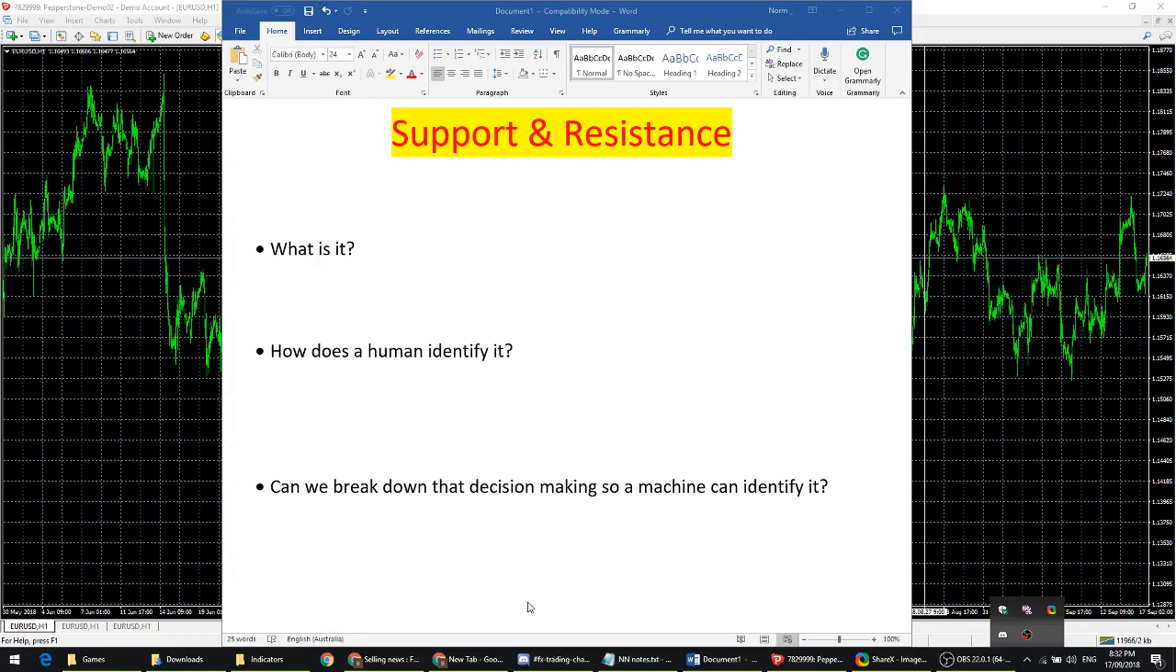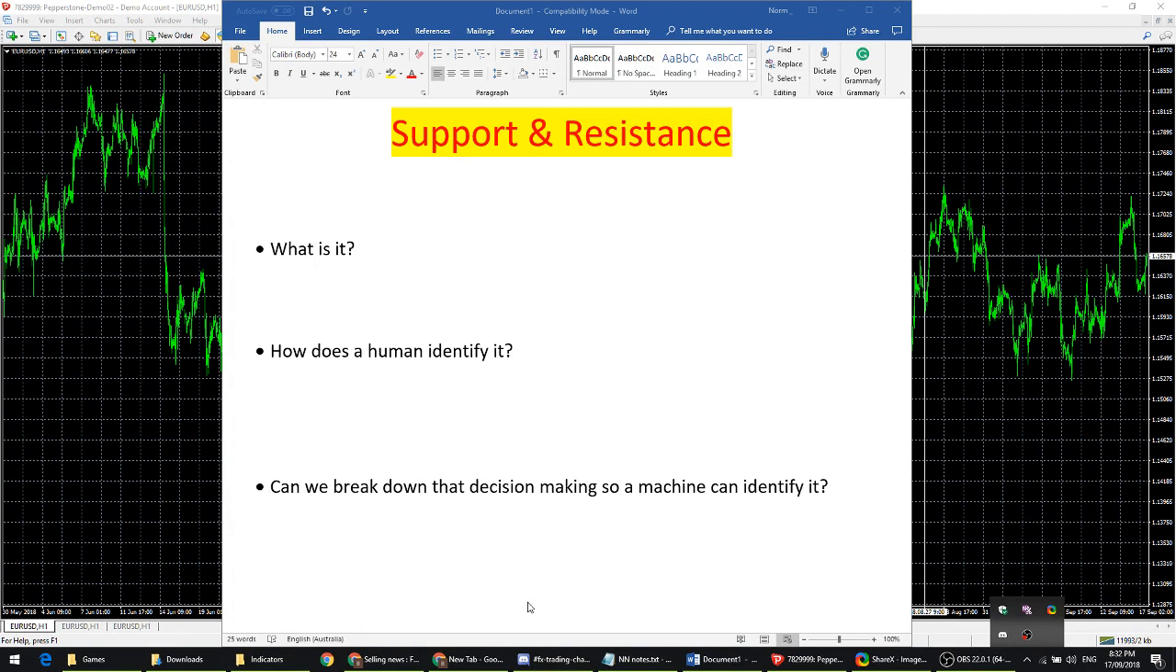This is what I'm going to do about support and resistance. It's going to be three parts. What is support and resistance? How does a human identify it? And then thirdly, can we break down the human decision making and then explain it to a machine?